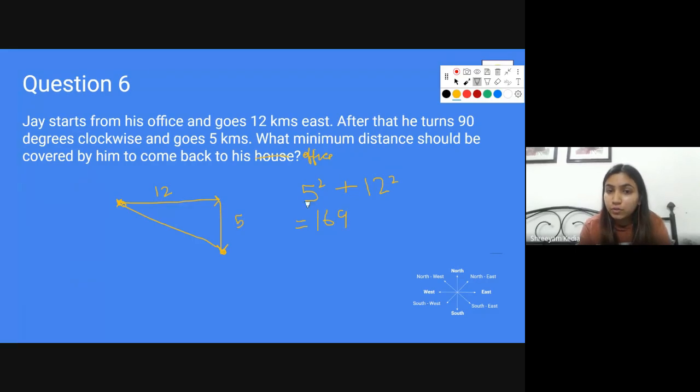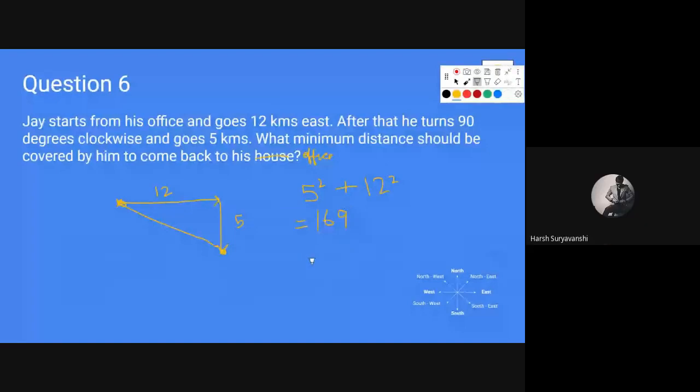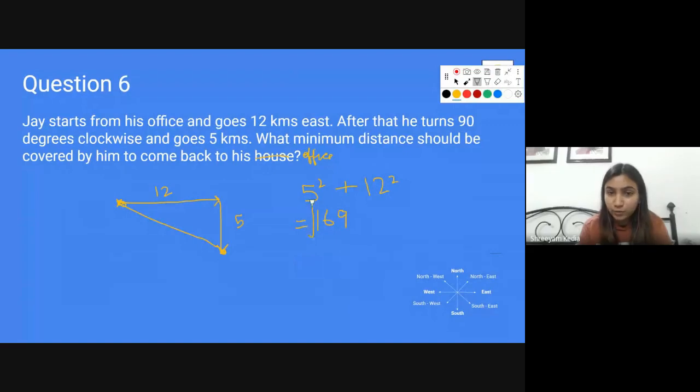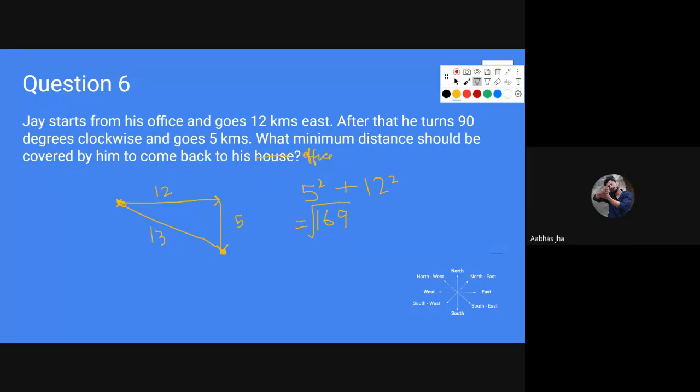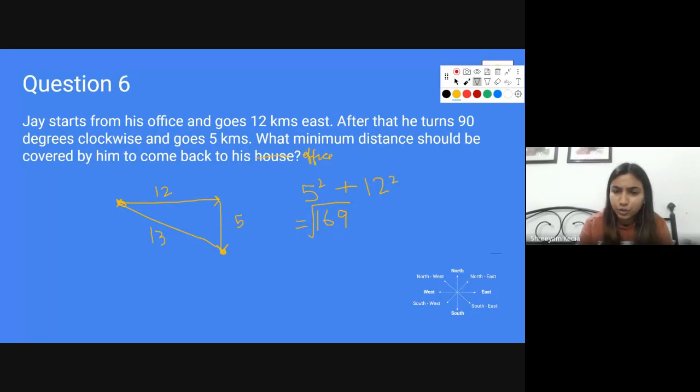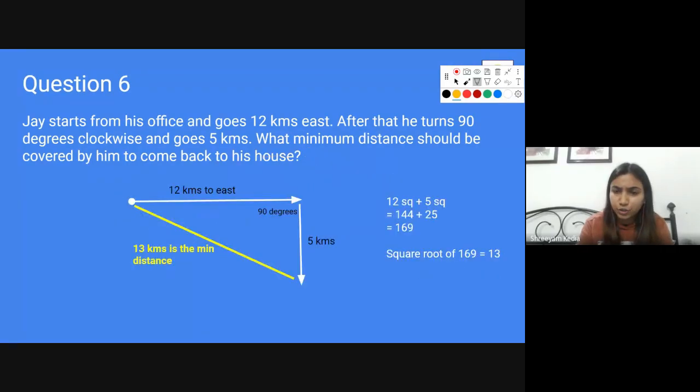And then what do you do with this 169? Convert into square 13. Yeah, you do the square root and you get 13, which will be the distance. So the minimum distance that he needs to cover to go back to his office will be 13. Is this clear? Yes, ma'am. Right? I just wanted to do one more example so that your Pythagoras theorem is clear.